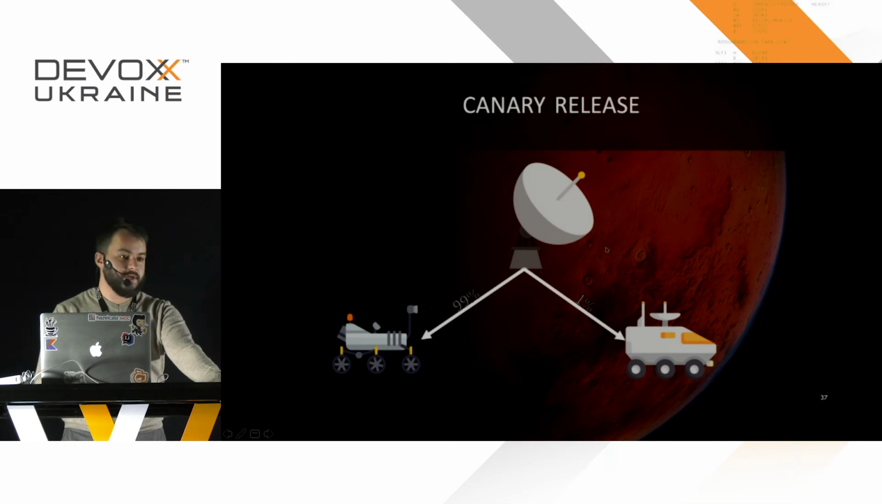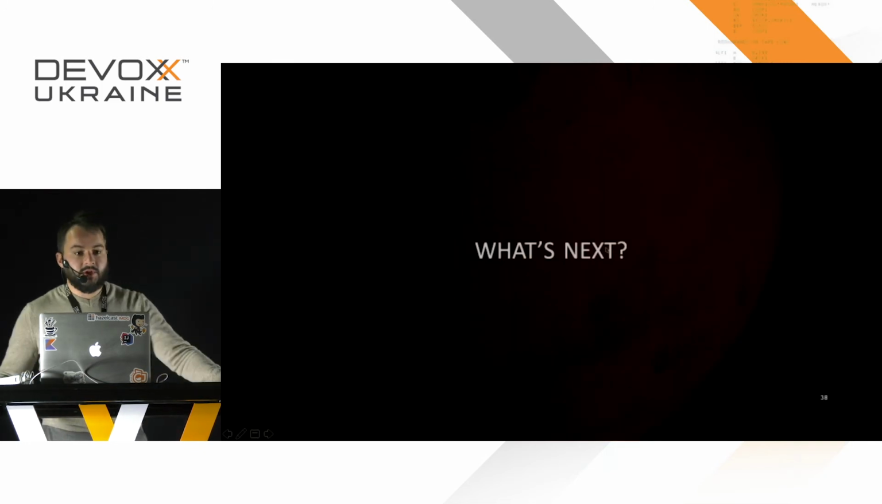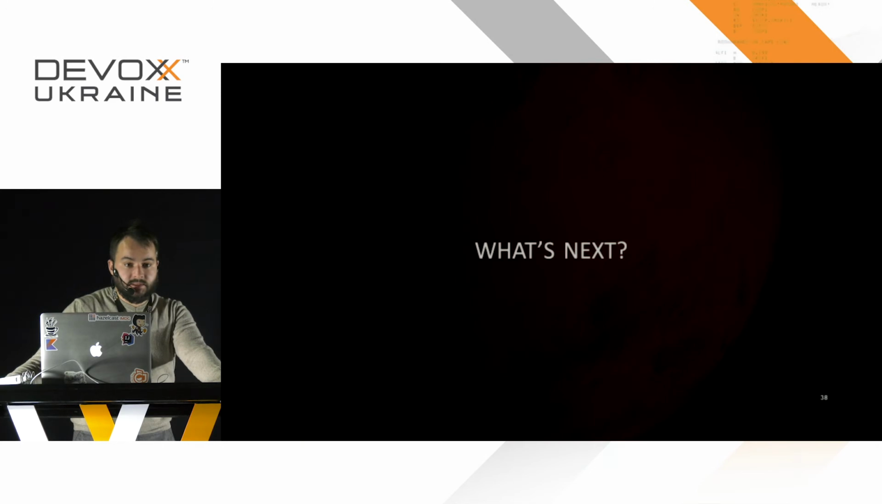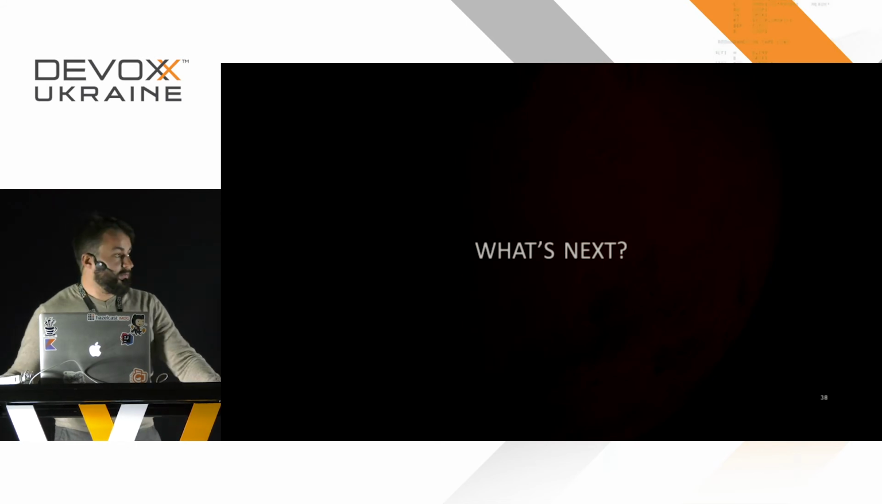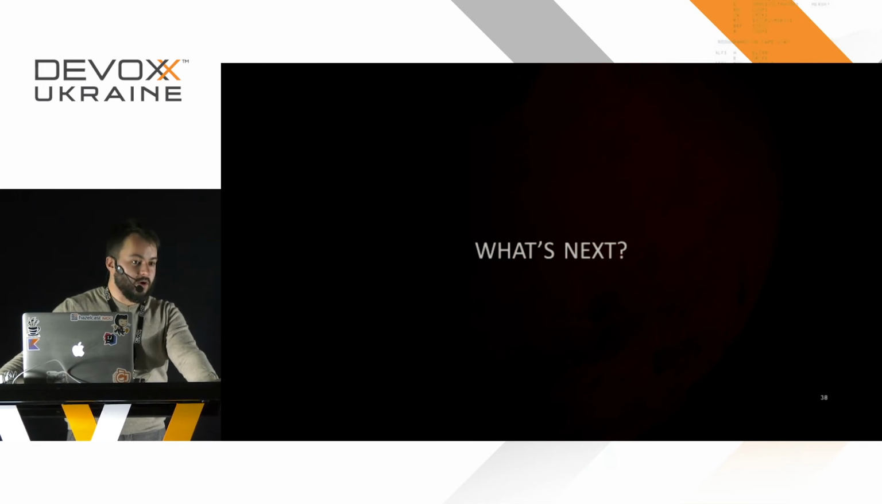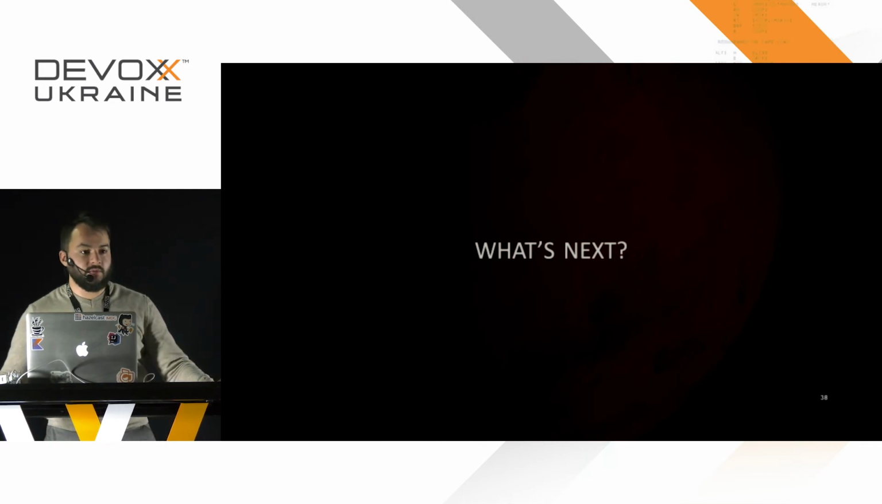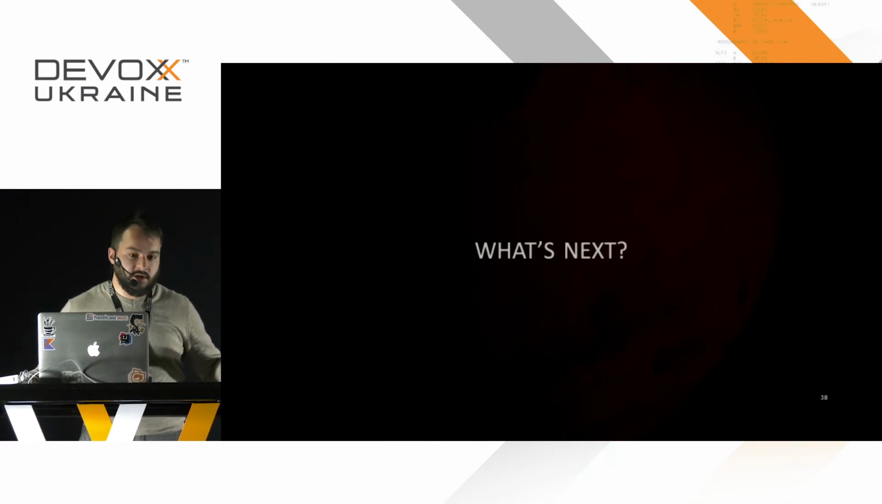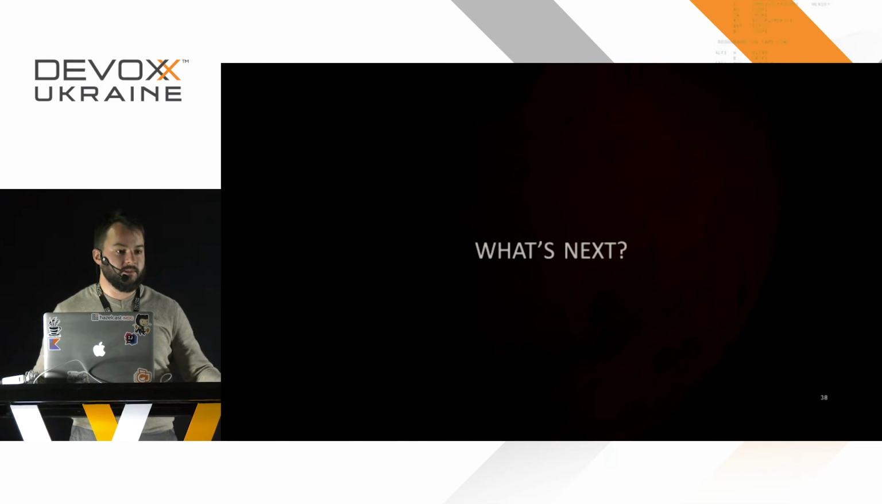Okay, so we saw the canary release. So the question is, what's next? Is it enough to have Kubernetes and Istio for achieving a fault-tolerant application? As you know, the more complex your system is, the more things can go wrong. And by running your application in Kubernetes and having Istio on top of it, you actually make your system more complex. And this means that more things can go wrong. This is the first issue.